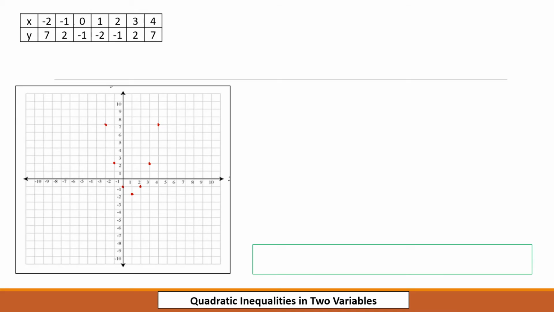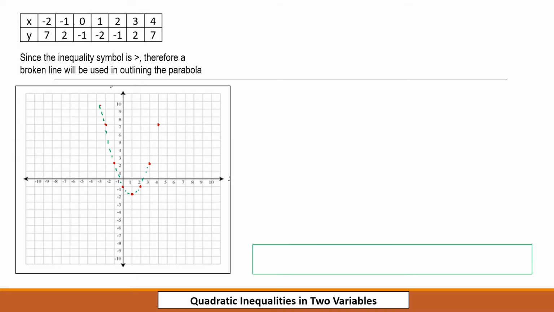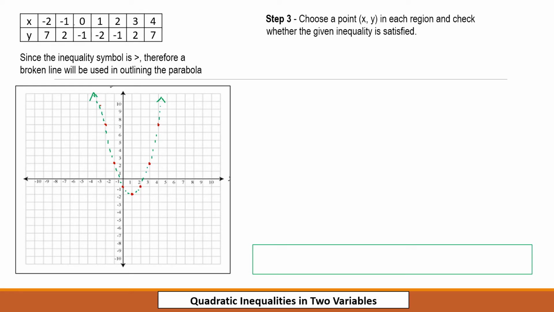After that, we will connect the points. Since the inequality symbol used is greater than, therefore a broken line will be used in outlining the parabola. Next, step 3, choose a point in each region and check whether the given inequality is satisfied.